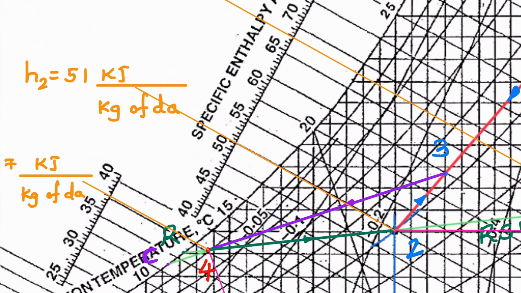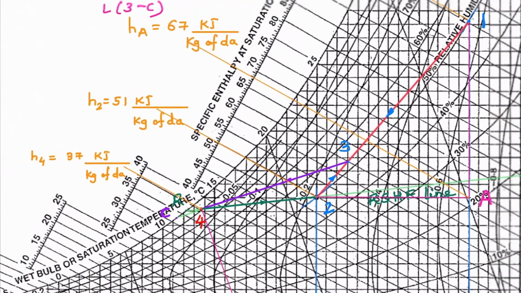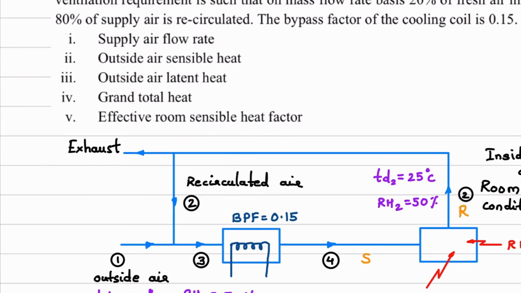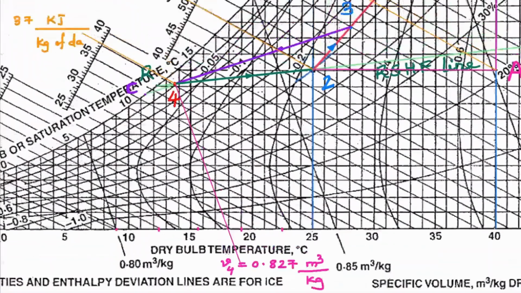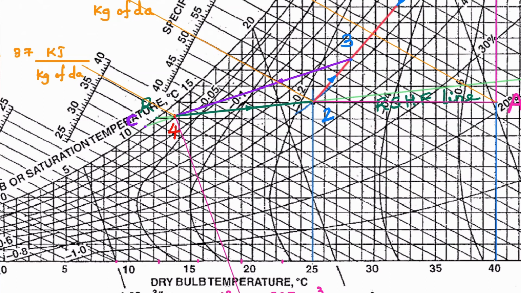Now what is asked in the question, we will see that. First we have to find the supply airflow rate. Now just to have a sense of completion, we will note down the values of point 4. What is the dry bulb temperature of point 4? This is 10, 11, 12, 13. It is in between 13 and 14. So the dry bulb temperature of point 4 is approximately equal to 13.7 degrees Celsius.